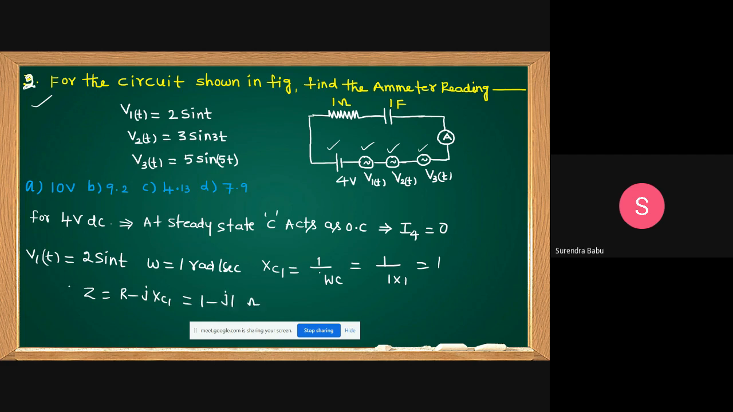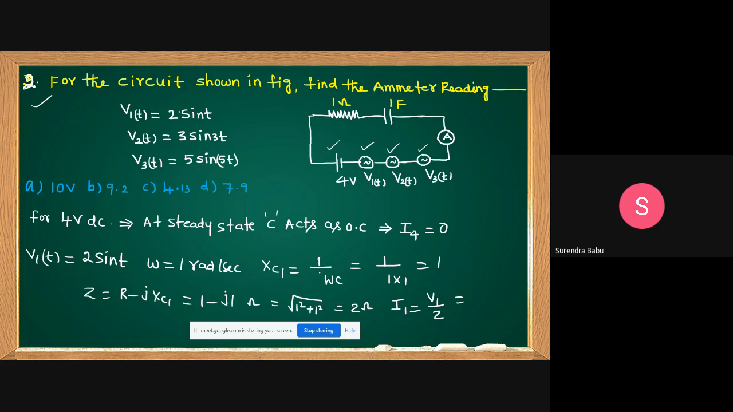Now I want the current. What is the magnitude? Magnitude equal to square root of 1 square plus 1 square, that equals root 2 ohms. Then what is the current? Because of the V1 source, let us assume the current is I1. This is V1 by Z. Directly I am calculating the RMS current.